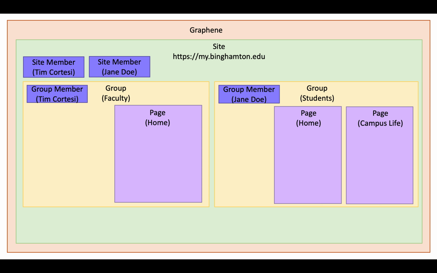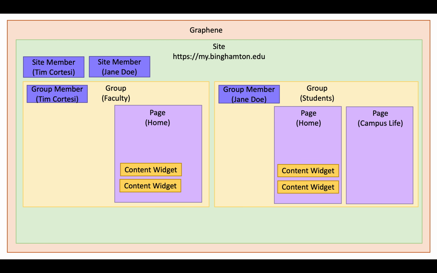Similarly, when Jane Doe logs into my Binghamton, it's going to see that Jane is a member of the student group, and it's going to drop Jane directly into the homepage, and then also give a menu structure which would allow Jane to navigate to the Campus Life page. Now, the way we have it set up here, each of these people is only a member of one group, so that's all they're going to see, but they will see the groups and the pages that they have access to. So let's say, though, we wanted to put some content on those pages.